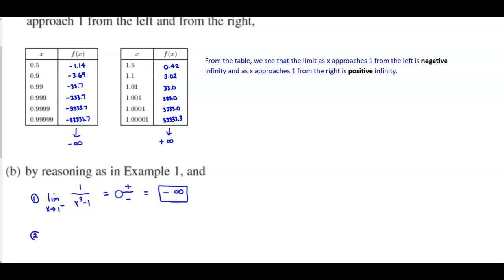Now, if we take the limit as x is approaching 1 from the right of the function 1 over x cubed minus 1, well, we still have a positive value in the numerator, and we also get a positive value in the denominator, so therefore we end up getting positive infinity for that result.